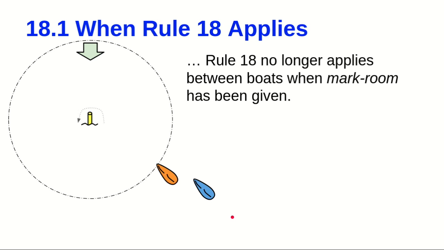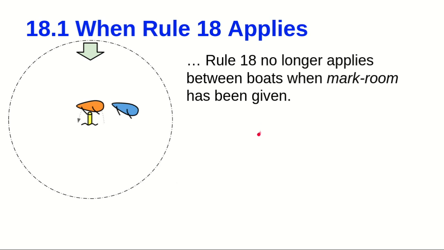Okay, now we've looked a little bit at what it means to give mark room. We can go back to 18.1 and look at that last clause. Rule 18 no longer applies between boats when mark room has been given. This is when the rule switches off. How long do you have to give mark room? And this seems a little bit obvious. You don't have to give mark room once you've given mark room, but that means we have to understand what it means to give mark room.